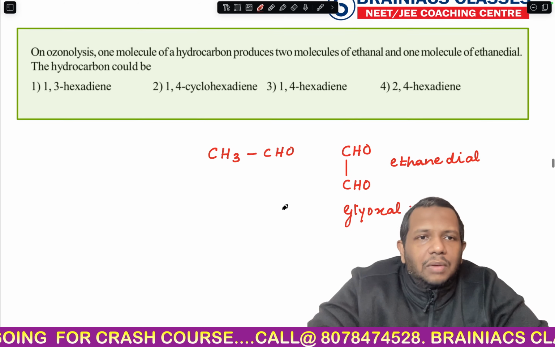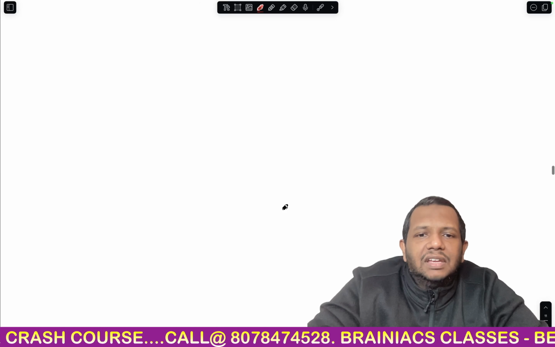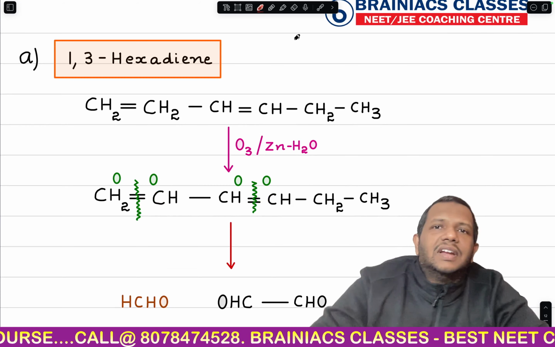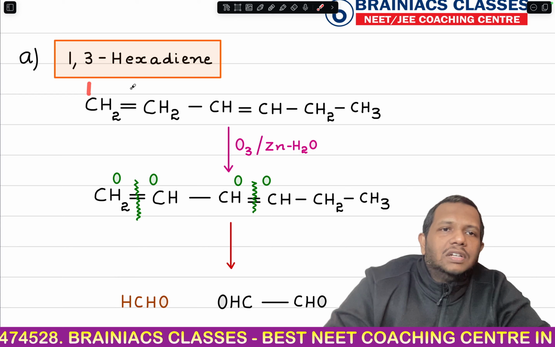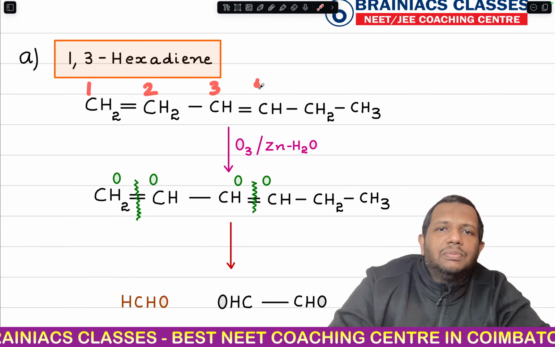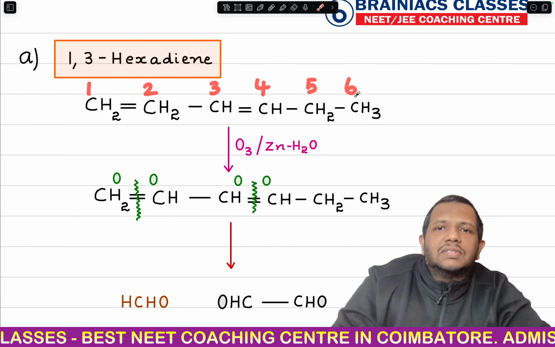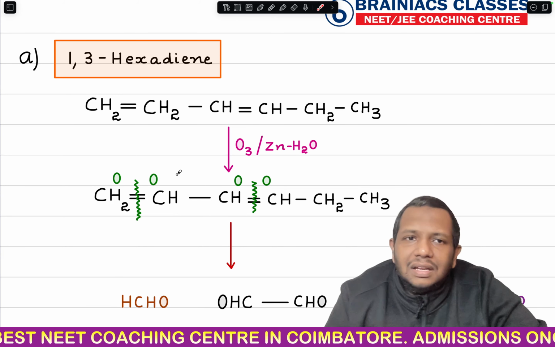So here you have different options. First one we will take 1,3-hexadiene. So you can see here this is 1,3-hexadiene. So 1, 2, 3, 4, 5, 6.